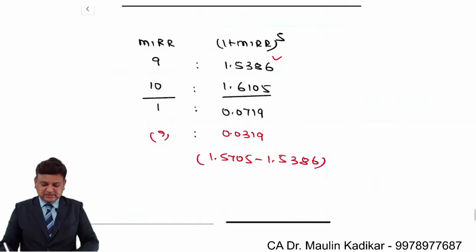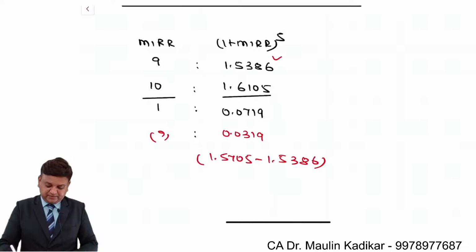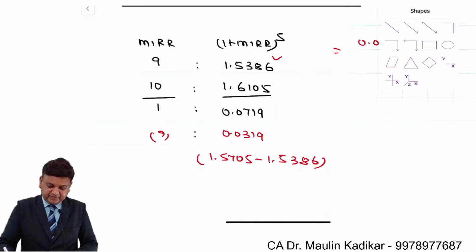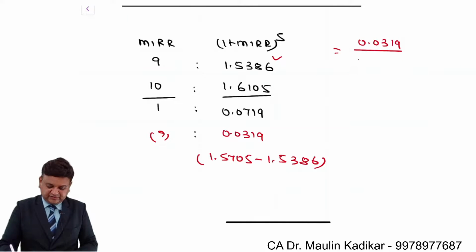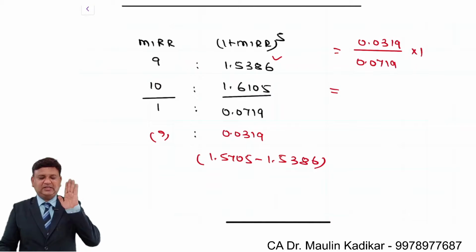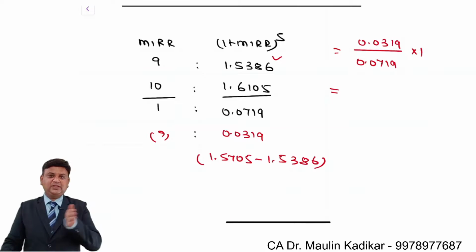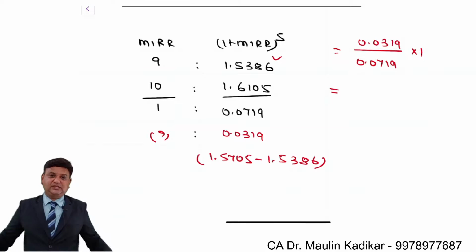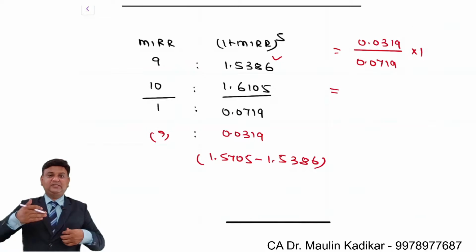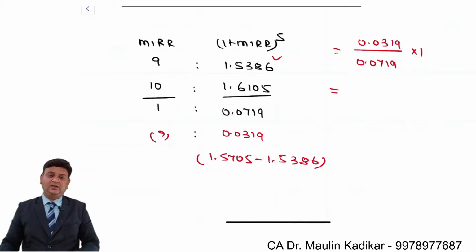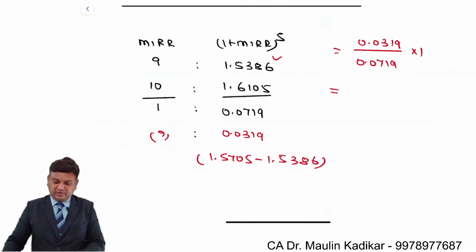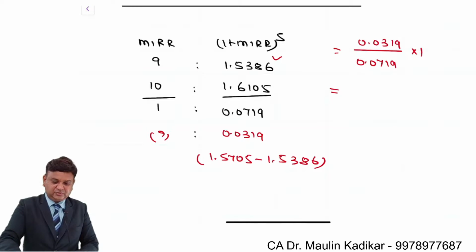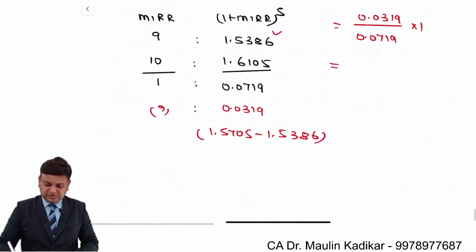So this difference is represented by this much change in the cost of capital. So 0.0319 divided by 0.0719 into 1. Logically we understand like this. When the rate of interest increases by 1%, future value increases by 7.19 paise. So when the future value has increased by 3.19 paise, what must be the change in the cost of capital is found as balancing figure. And it comes to 0.44%.